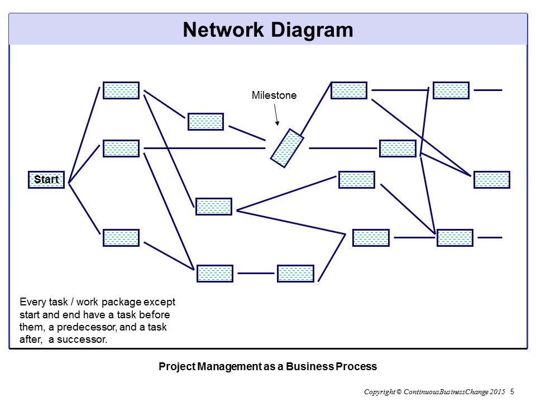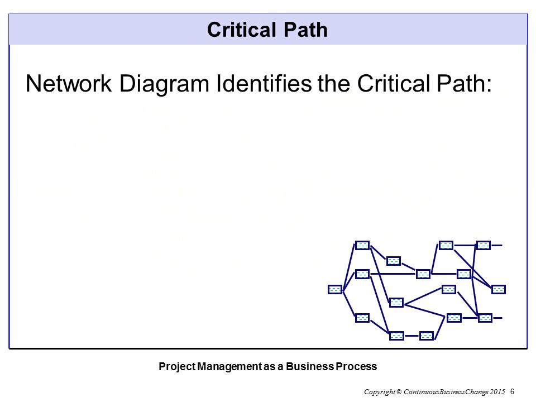Every task or work package except for Start Project and End Project has a task before, i.e. a predecessor, and a task after, a successor. Include milestones. They summarize progress but have a 0 duration. The network diagram identifies the critical path.